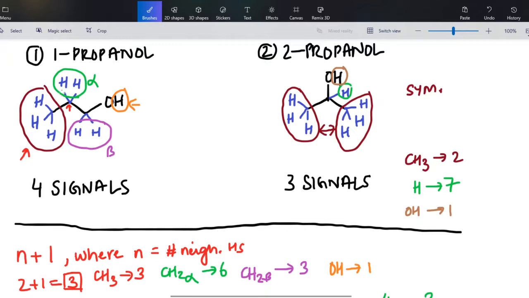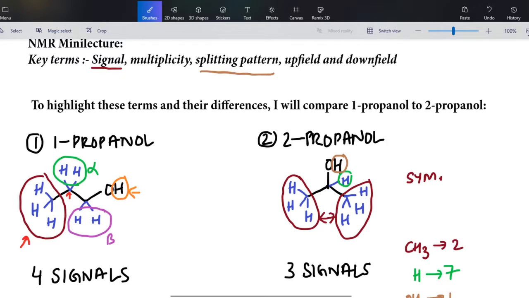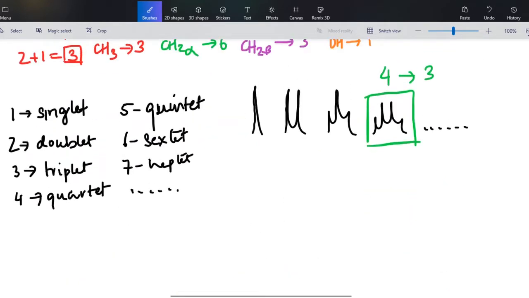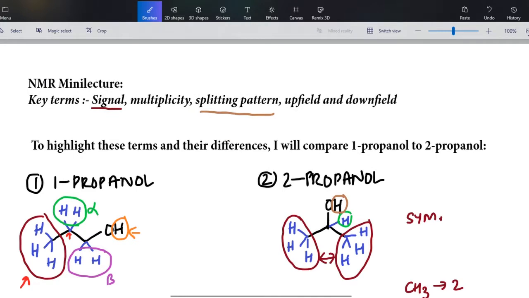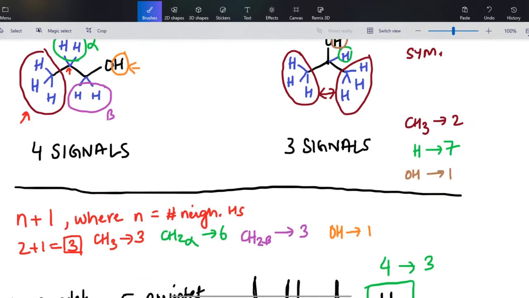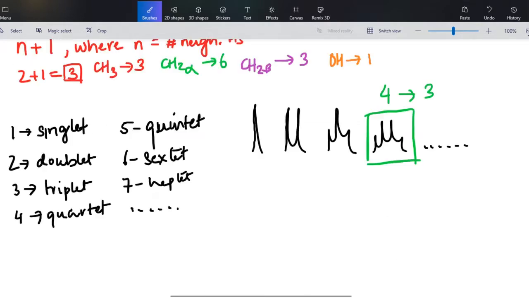For this group, the CH2 alpha group, the splitting pattern is a sextet. That means it has 5 neighbors, 3 from the methyl and 2 from the CH2, and so forth. So you can use these tools to better analyze an NMR. Finally, we can talk about integration number and the upfield, downfield nature, and put it all together in our spectrum over here at the bottom to highlight the differences.